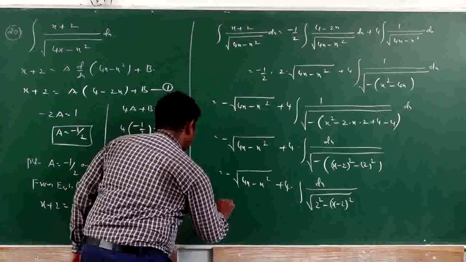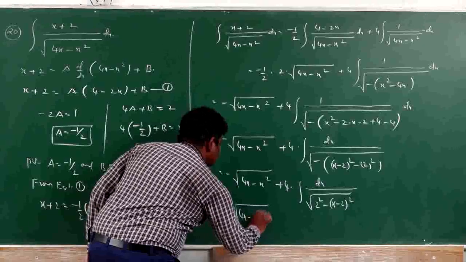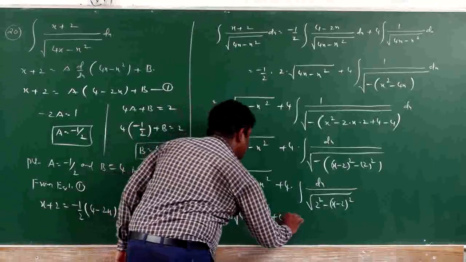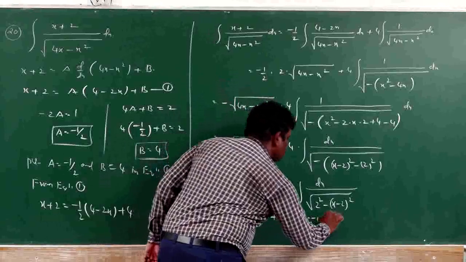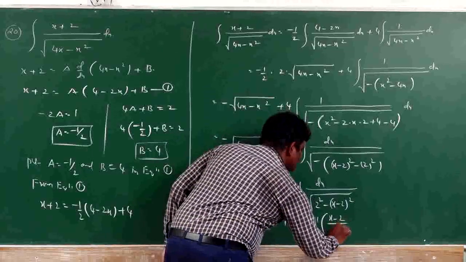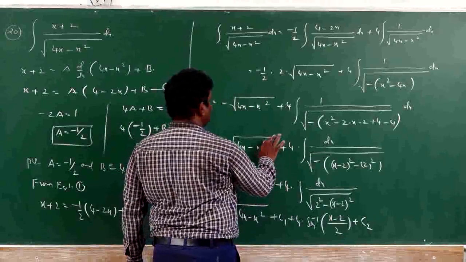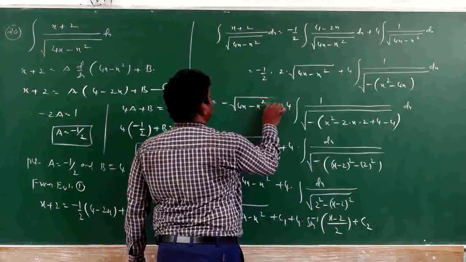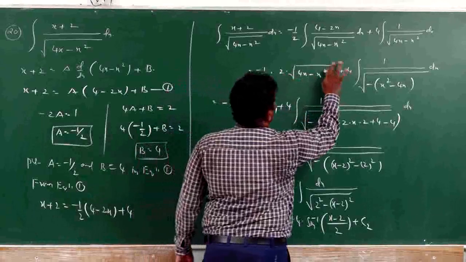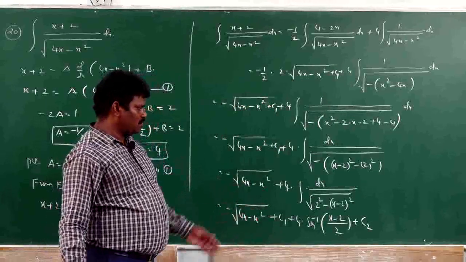Then if you apply the value, minus 4x minus x square plus c1, plus 4 into this value, sine inverse of (x minus 2) by 2 plus c2, right? So that's why, if you add the constant c1 here, and here also you add the constant value. Now c1 plus c2 is equal to the c value.